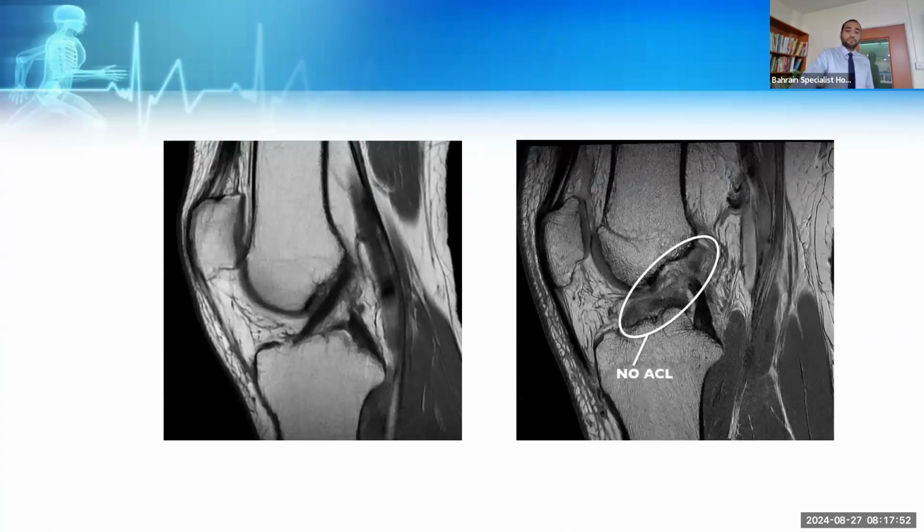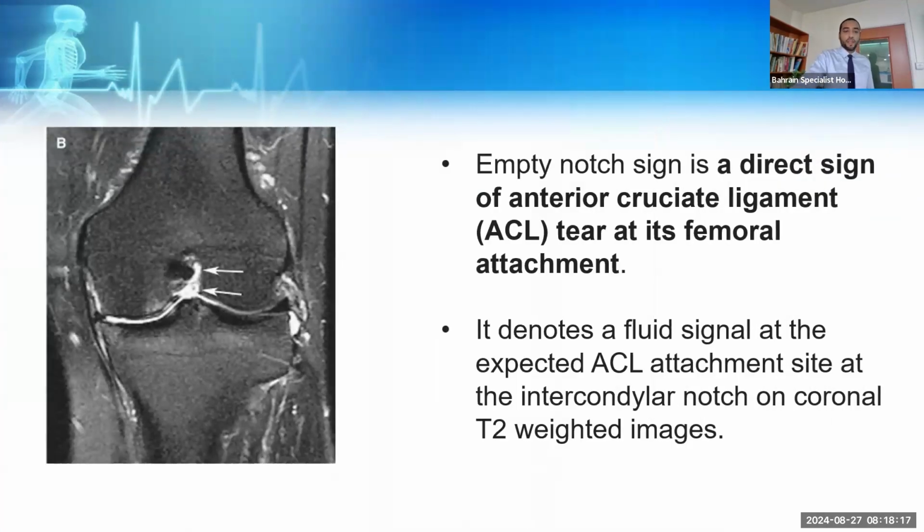So this is a sagittal cut of the MRI, where you can see on the left side the intact ACL. The fibers of the ACL are obliquely oriented. On the right side, you can see the image where there is haziness. You cannot appreciate the clarity of the ACL. So that is the ACL injury, a complete ACL injury.